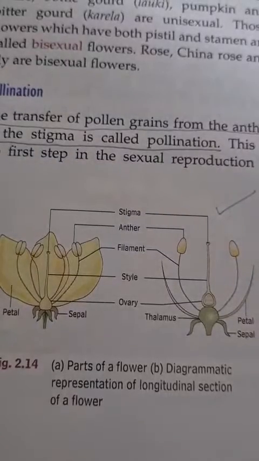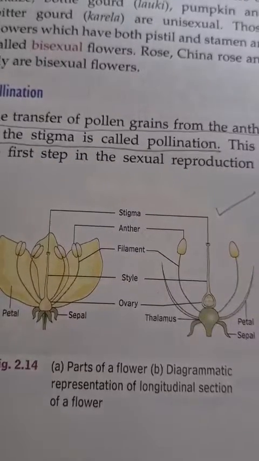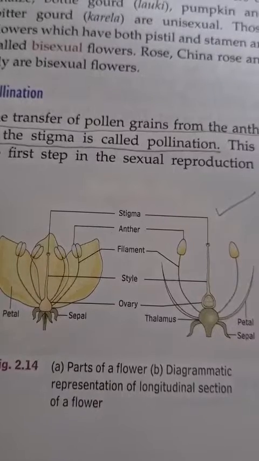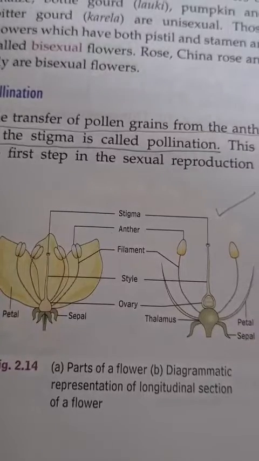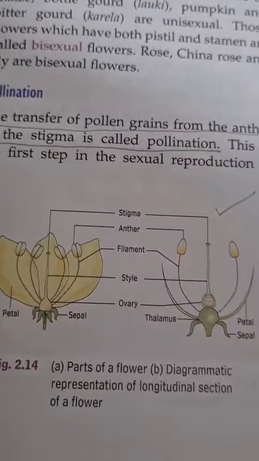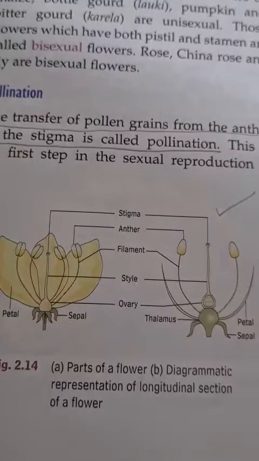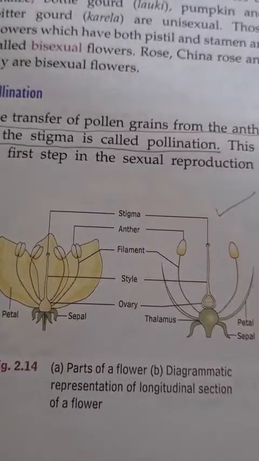Sexual reproduction in plants. As you know, for sexual reproduction, gametes, sex cells, are required. And these sex cells or gametes are produced by male and female reproductive parts of the plant. And in plants, both male and female reproductive parts are present in flowers. Now, in lower classes you have studied a flower has 4 whorls.